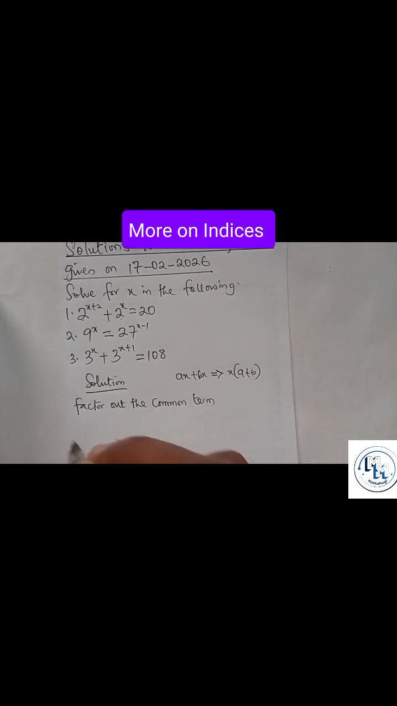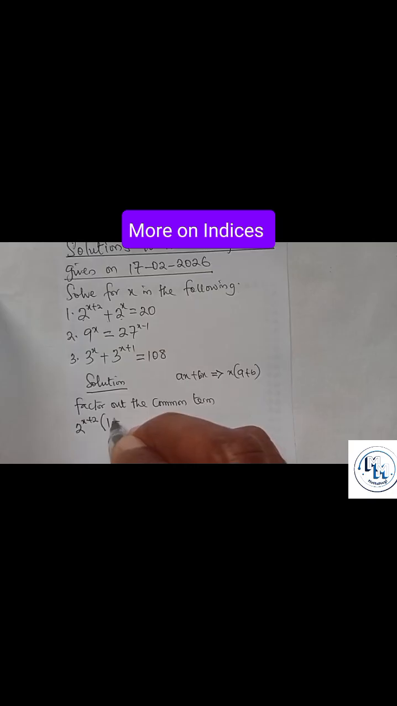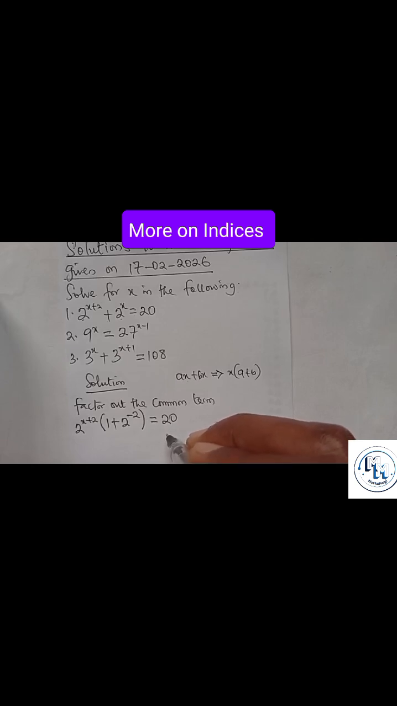The common term there is 2 power x plus 2, bracket 1 plus 2 power minus 2. Is that okay? Now, at this point, I close my brackets. This is equal to 20. Is that all right? Good. Now, let's continue.